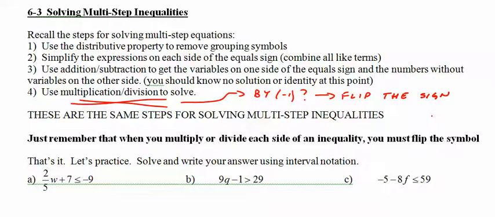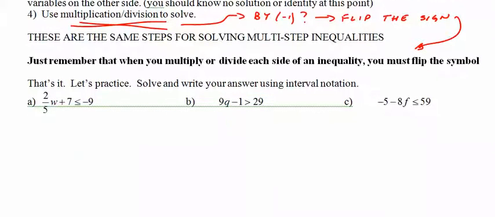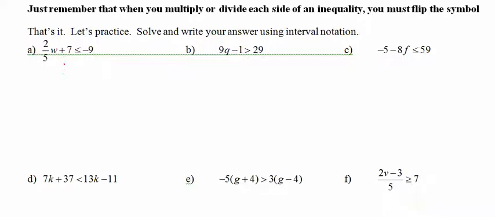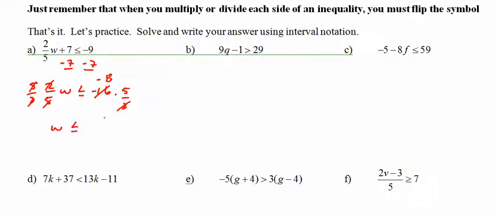Right? Nothing's changed. That's what it says here. So, really, just go practice. We subtract 7. Multiply by 5/2. Everybody forgets their negatives. Don't be that person. W is less than or equal to -40.